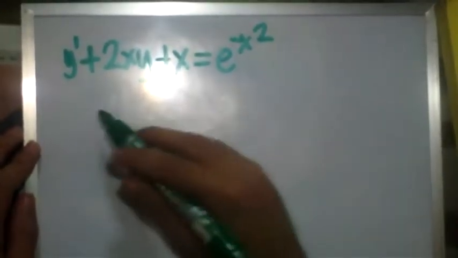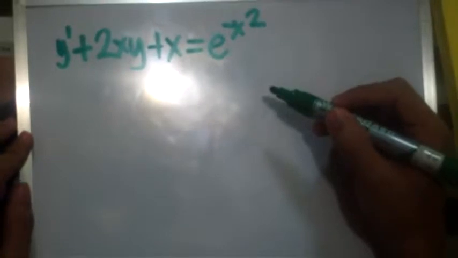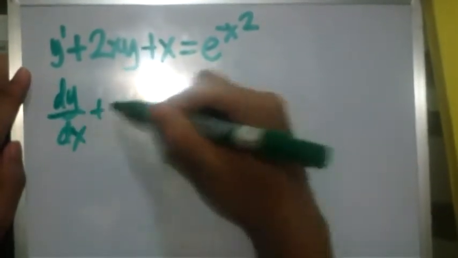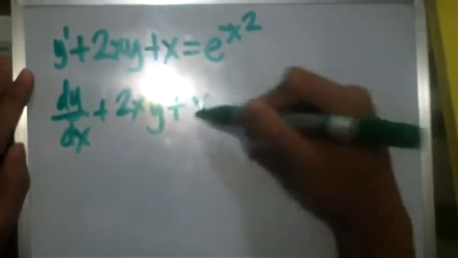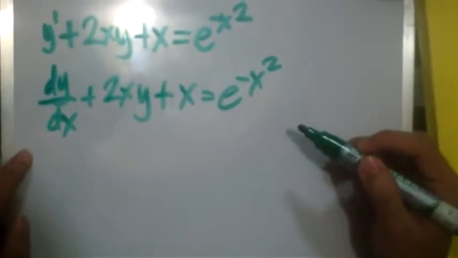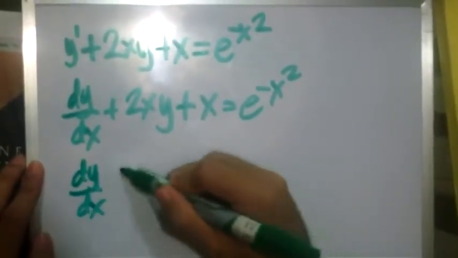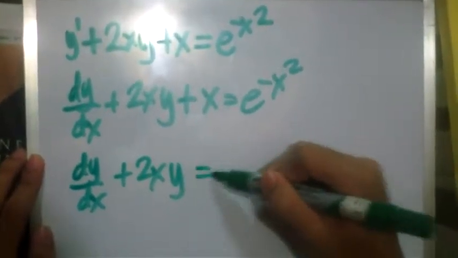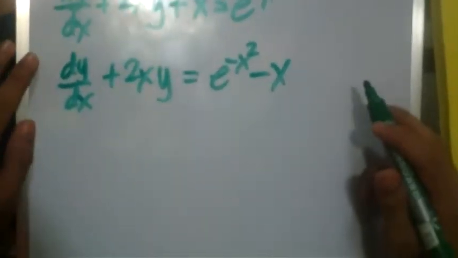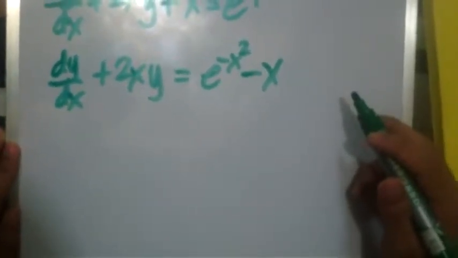We have an equation y prime plus 2xy plus x equals e to the negative x squared. We are asked to find the general solution. So at first, we will rewrite this equation. So our next step is to make it into our standard form. So we will now use the linear differential equation. So we will now find the integrating factor.